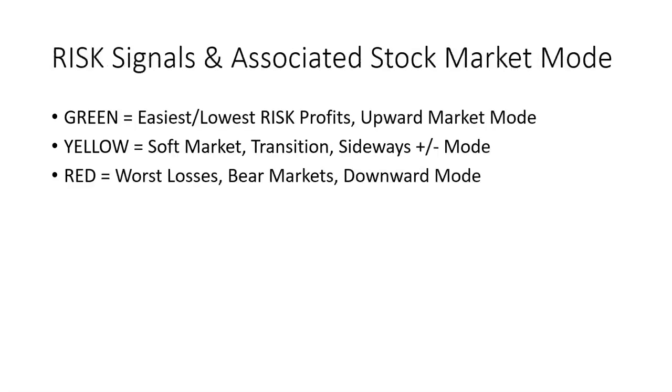When the signal is green, this is when you're going to have your easiest, lowest risk profits, and this is when the market is generally in an upward market mode. When the signal is yellow, this is when we have a soft market, and the market is generally sideways to slightly up or down. And what you're going to find is when the market mode or risk signal, you can refer to it either way, is red, the worst losses, including bear markets, are going to happen in a red signal environment. So when the signal is red, the market is generally in a downward mode.